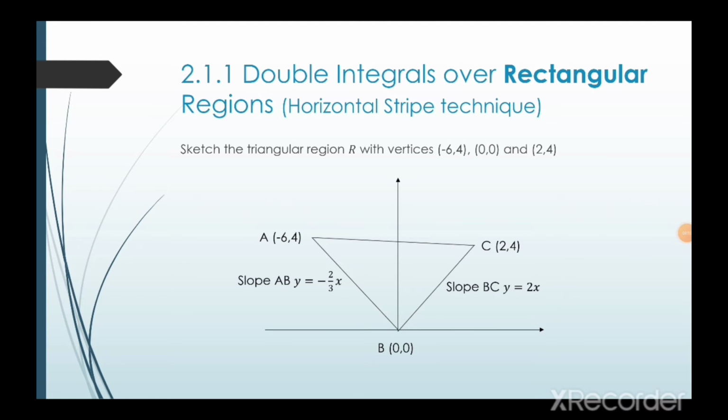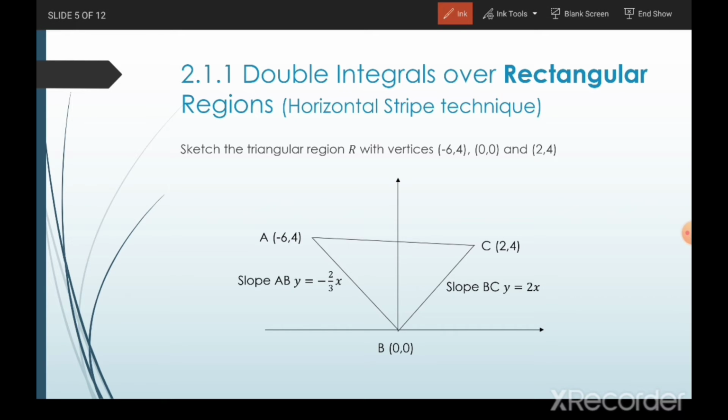Now we go to the horizontal strip technique. Based on this shape, we can use the vertical, but vertical is more complex, so horizontal is simpler. Now I show you how to use the horizontal. Here we have slope BC, y equal to 2x. How to find the 2? You just use the slope equation, 2 minus 0 over 1 minus 0, so you get 2. So y equal to 2x.